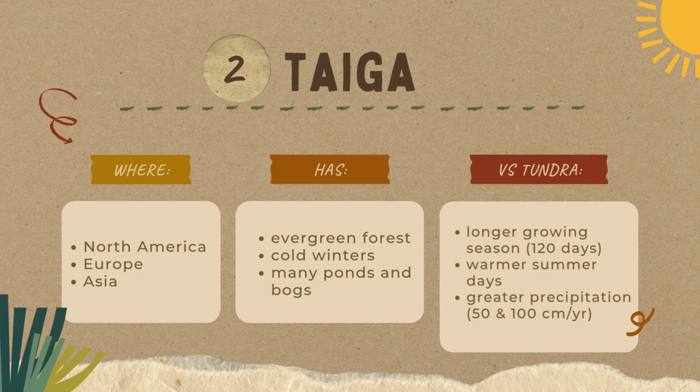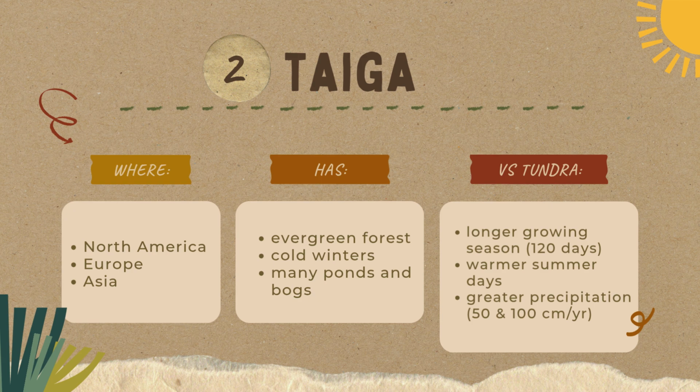Now, in comparison with tundra, obviously this taiga biome experiences a longer growing season. That's around 120 days, and its summer in comparison to tundra is way warmer. Okay, and it also experiences precipitation or rain, which is around 50 to 100 centimeters per year. Okay, and what are the distinct things to take note of in taiga?